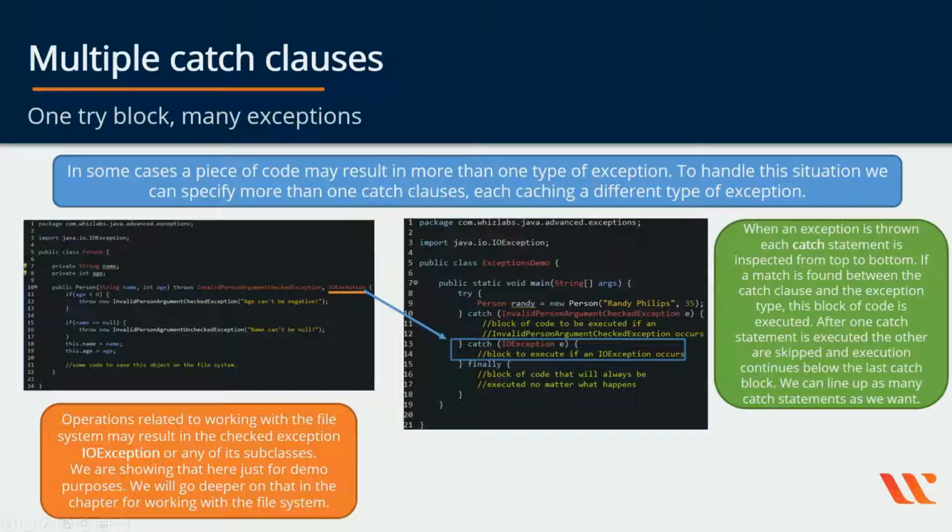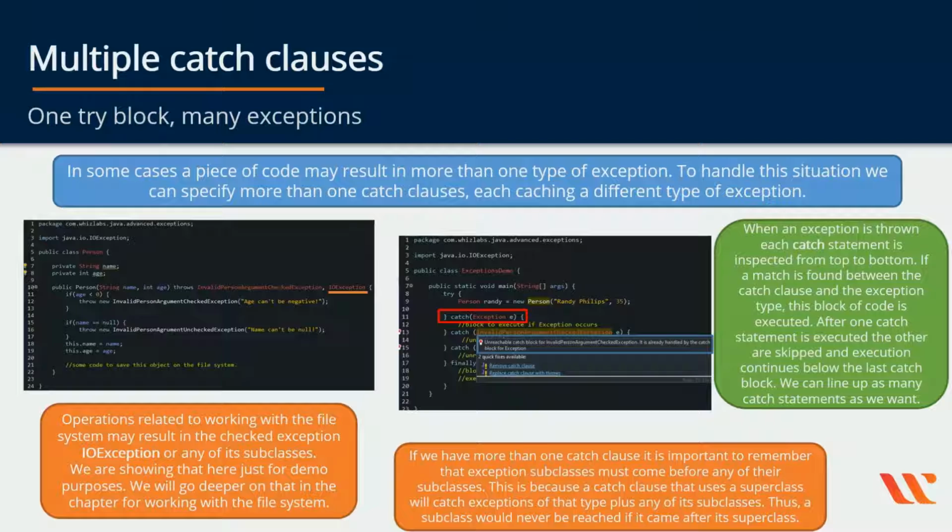It is important to remember that exception subclasses must come before any of their superclasses. This is because a catch clause that uses a superclass will catch exceptions of that type plus any of its subclasses. Thus, a subclass will never be reached if it came after its superclass. So in this example we've added one more catch clause which should catch Exception. And below are the two catch clauses that we had earlier for IOException and InvalidPersonArgumentCheckedException. But since Exception is a superclass of both, we will never get to those catch clauses, and their respective blocks of code will be unreachable.